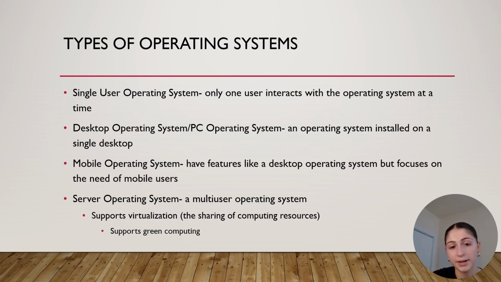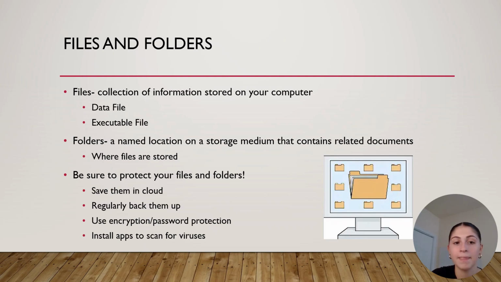Next, we have our types of operating systems. There are many different types of operating systems: single user operating systems, desktop operating systems, mobile operating systems, and server operating systems.